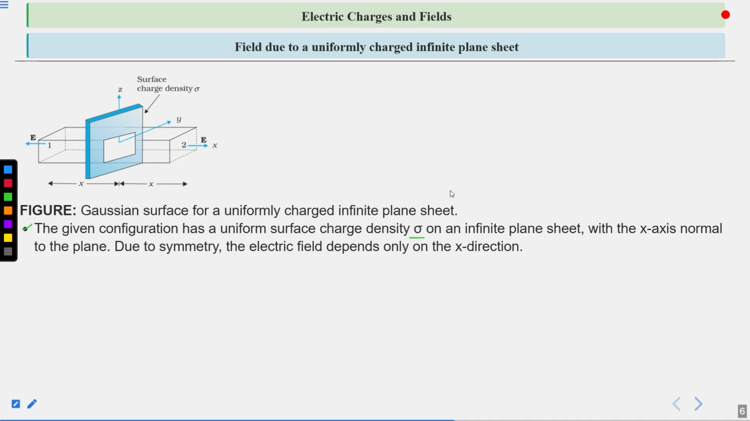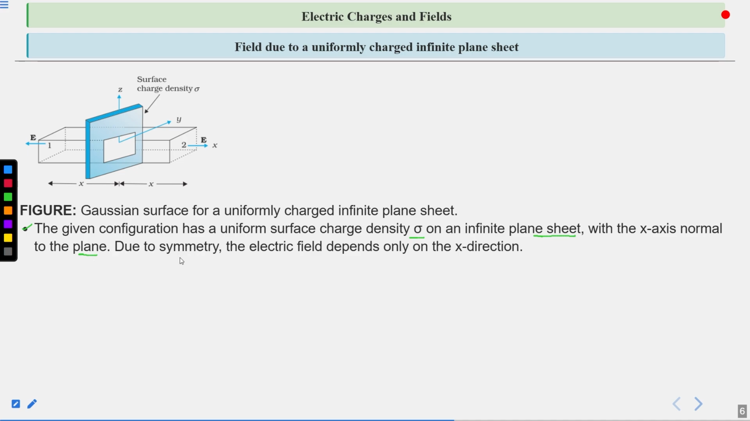If we talk about the continuous charge distribution, what will be the linear charge density? It will be charge divided by length. And if we talk about the surface charge density, it will be the charge divided by surface area, where surface charge density is sigma. So the surface charge density on an infinite plane sheet. This is an infinite plane sheet with x-axis normal to the plane.